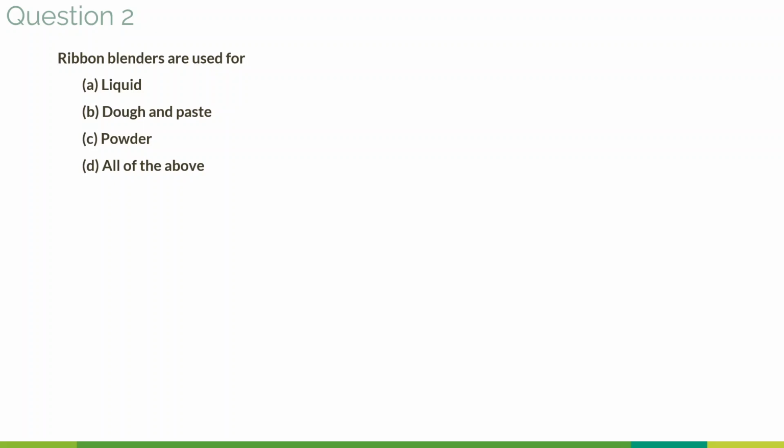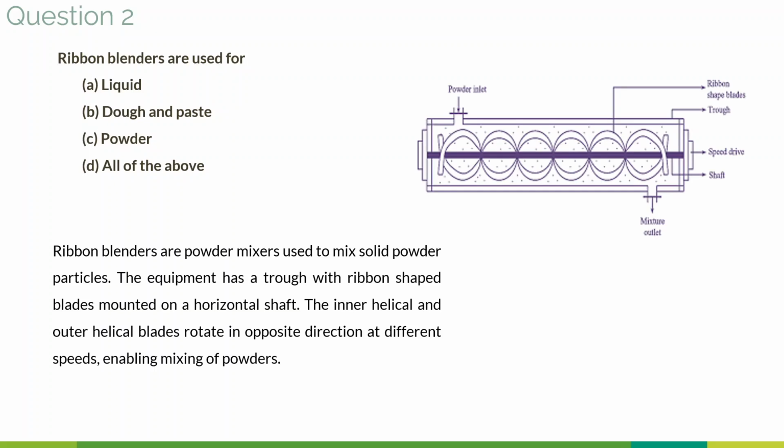One of the mixer agitators is the ribbon blender, where you will have something like this. You have a trough or a container where you can feed in your material, and you have a ribbon shaped blender as you can see here. In a ribbon shaped blender, you will have an inner helical blade and an outer helical blade. The inner helical blade and the outer helical blade will move in opposite directions and at different speeds to enable the mixing process.